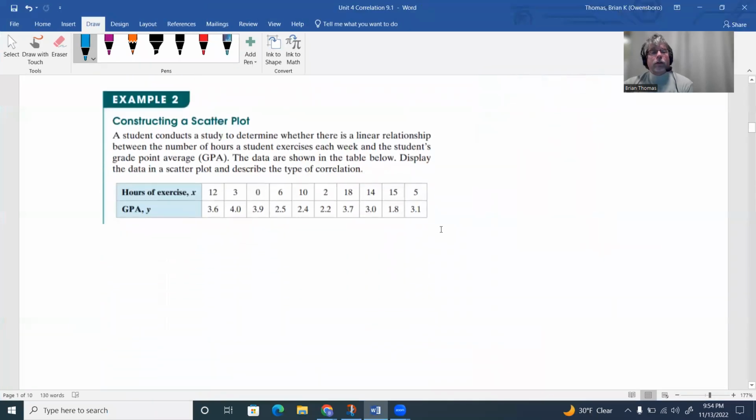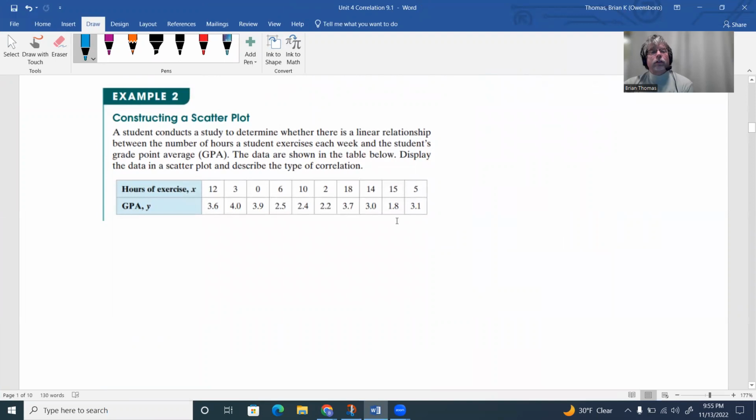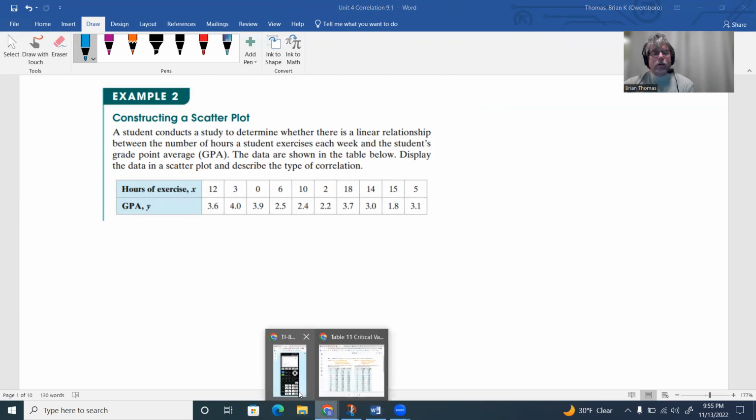So the next example is construct a scatter plot. And this time we have students conduct a study to determine whether there's a linear relationship between the number of hours a student exercises each week and the student's grade point average. The data are shown below. Display the data in a scatter plot and use it to describe the type of correlation. Okay, so to do this, again, I'm going to get my calculator back out here.